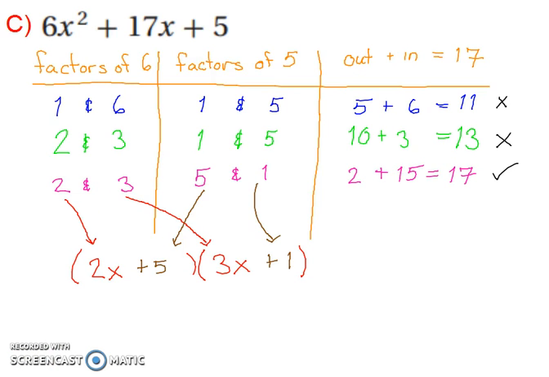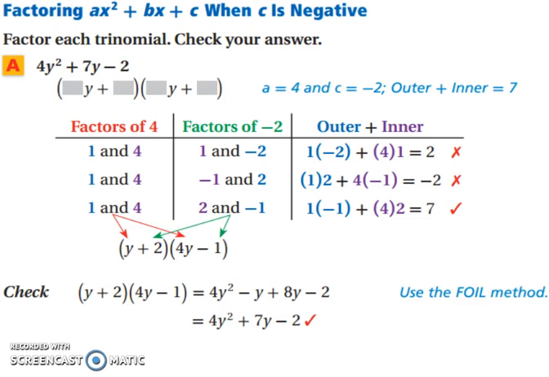Now let's take a look at how to factor ax squared plus bx plus c when c is negative. When c is negative, one factor of c will be positive and the other factor will be negative. Only some of the factors are shown in the examples, but you may need to check all possibilities.